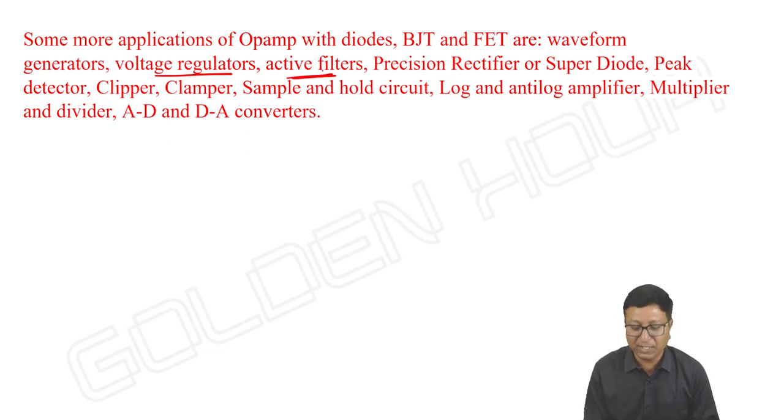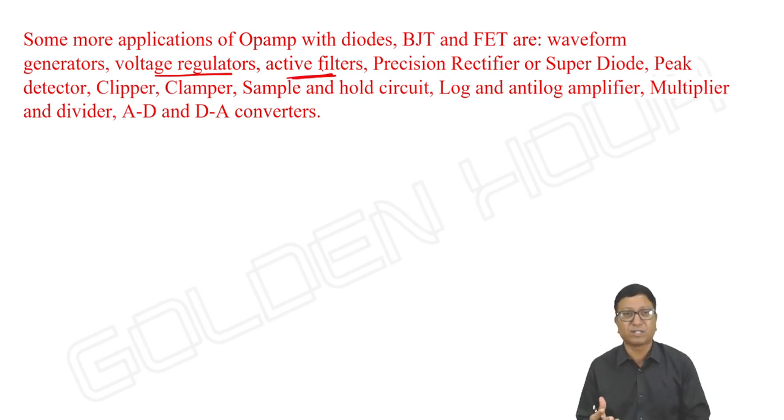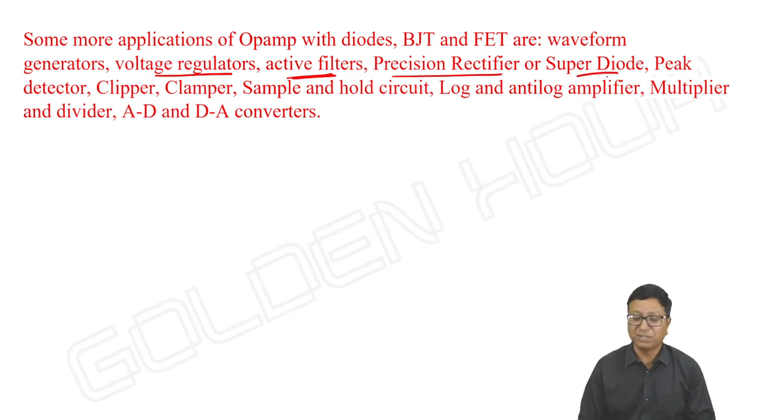Active filters: there are some limitations with passive filters. To overcome those, we are going with active filters. And precision rectifier, precision diode or super diode, all mean the same. It means rectifiers using op amp. What is the advantage of these rectifiers with op amp compared to regular diode circuits? We need to see that.